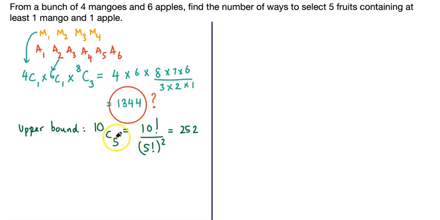Because 10 choose 5, or 10C5, is definitely correct, because you have 10 unique fruits. Oh, sorry, you need to select 5, so there are 10C5 ways, or 252 ways. When you add a restriction, this number should only go down.